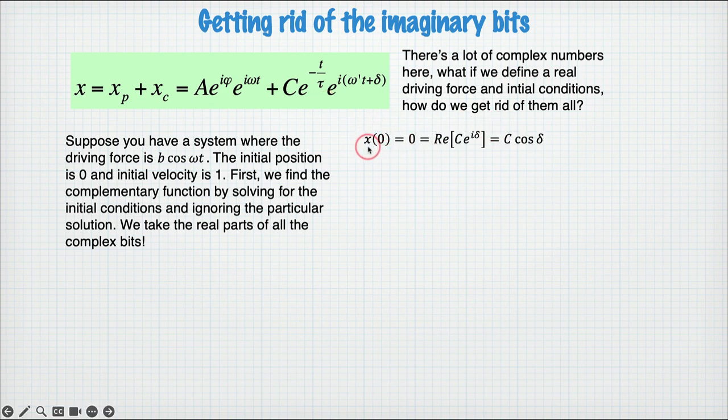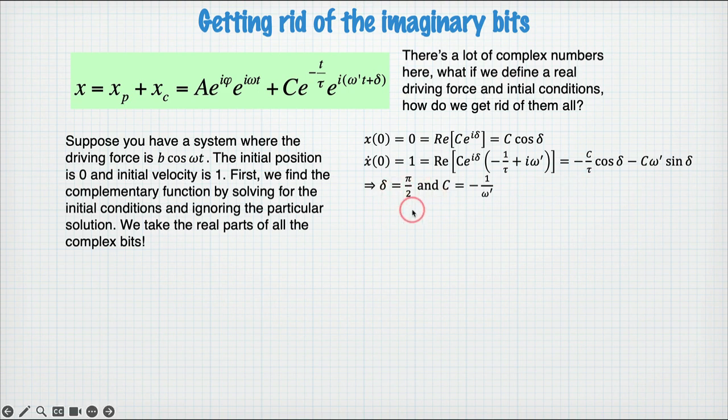So we say that at time equal to 0, we have position equal to 0, and we take the real part of this function here at time equal to 0, giving us one equation for the constants c and delta. Then we take the derivative of this function and set time equal to 0 and set the value equal to 1, giving us the real part of all of this must be equal to 1. And so we have a second equation here. We can solve these two simultaneous equations, and we find that delta must be pi on 2 and c is equal to -1 on omega dashed.